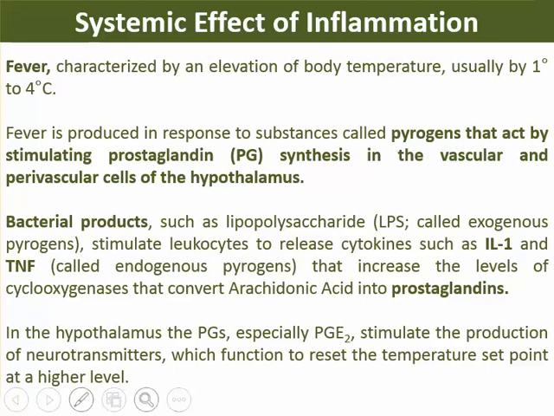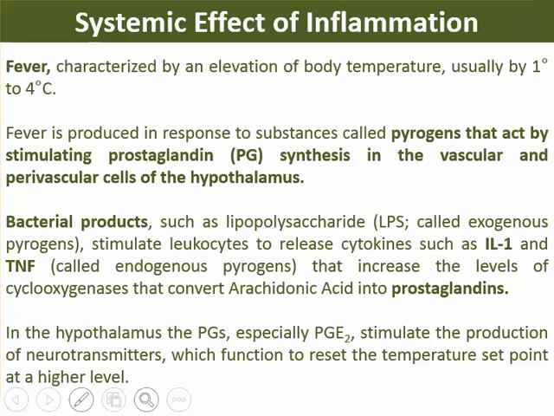I will finish these 3 slides and I will take the questions. Only 3 slides are left, then I will take a 5 minute break. So now I am going to discuss 3 very important slides. This is how the patient comes to you. It is called the systemic effect of inflammation.